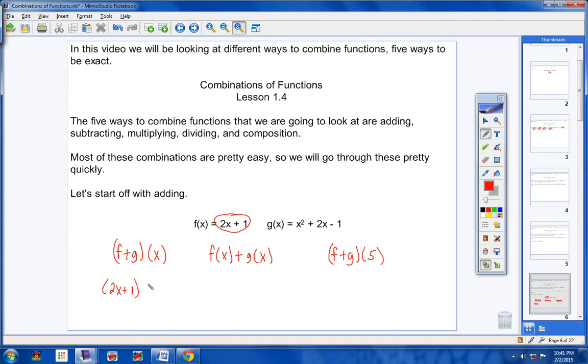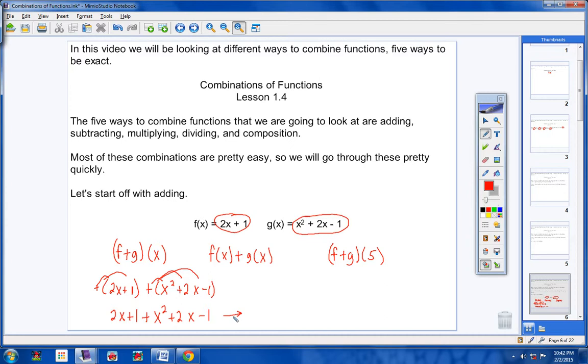Plus g, so plus, and then your g function, which is this right here. Also, putting this function in parentheses. Now, there's a positive sign in front of this parentheses, so I'm going to multiply the positive sign through to get rid of my parentheses. And now I can simply combine like terms and I'm finished.